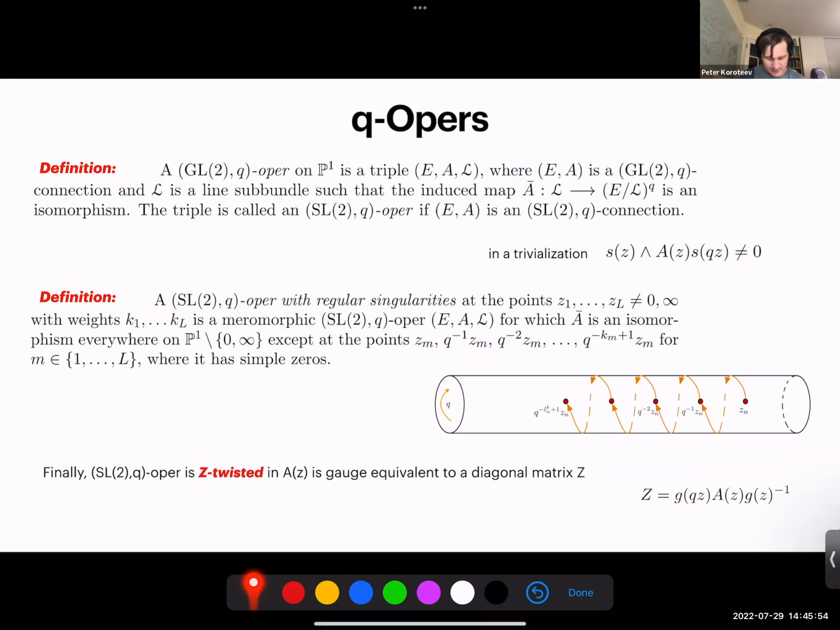And finally, there's another part of the construction, which is called a z-twisted oper. What is this? It means that you can gauge transform it, using these gauge transformations, to a diagonal matrix, right? To an element from the maximal torus. So if this was a bit too abstract, let's do an example, unless there are any questions on this slide.